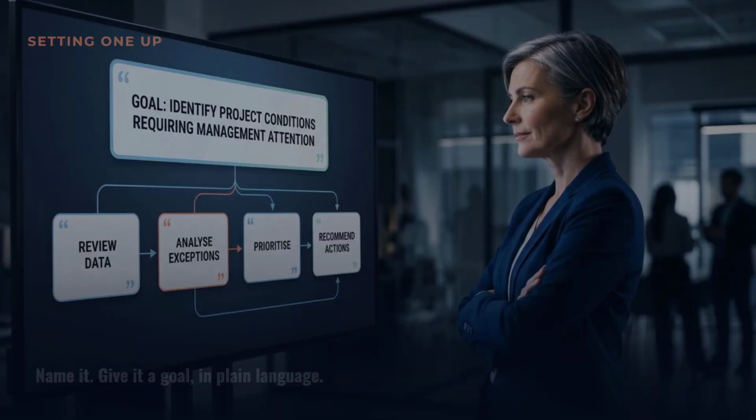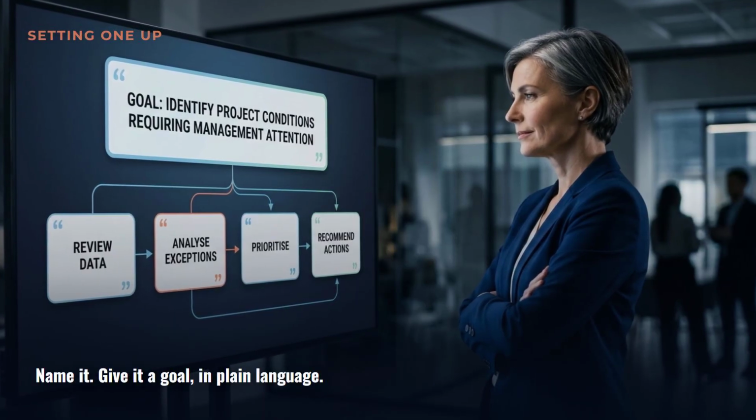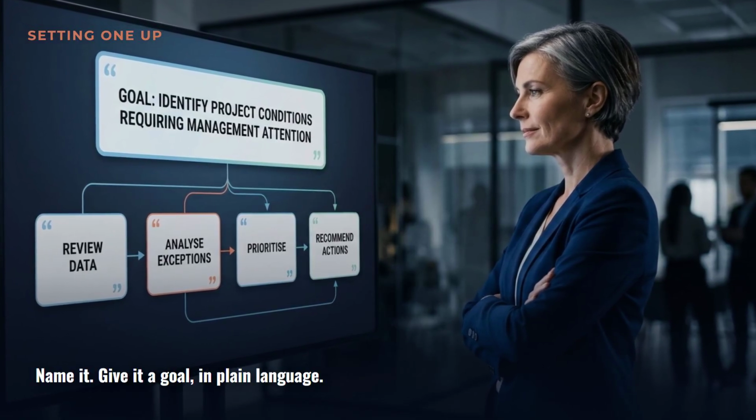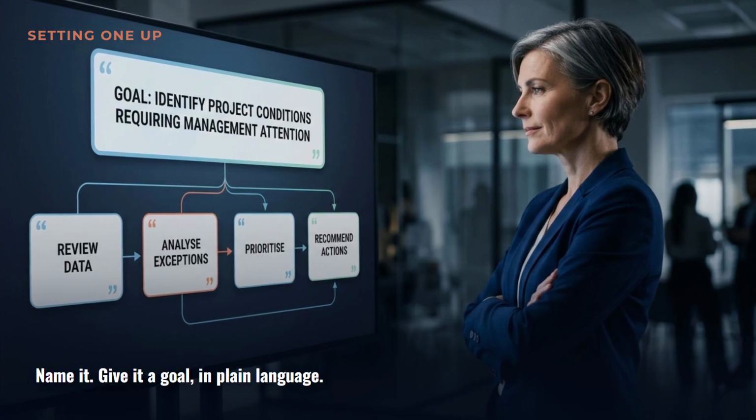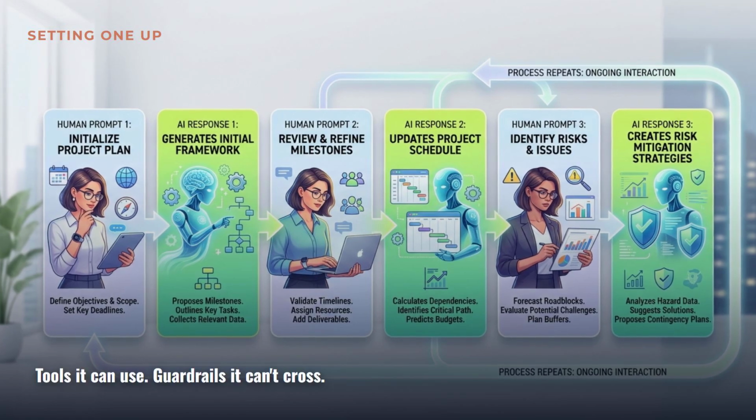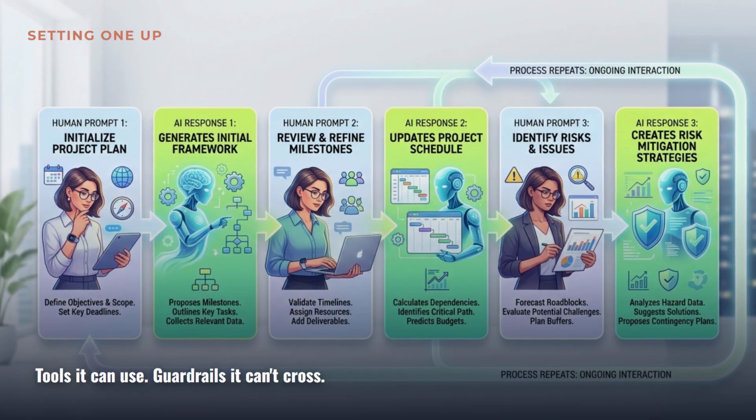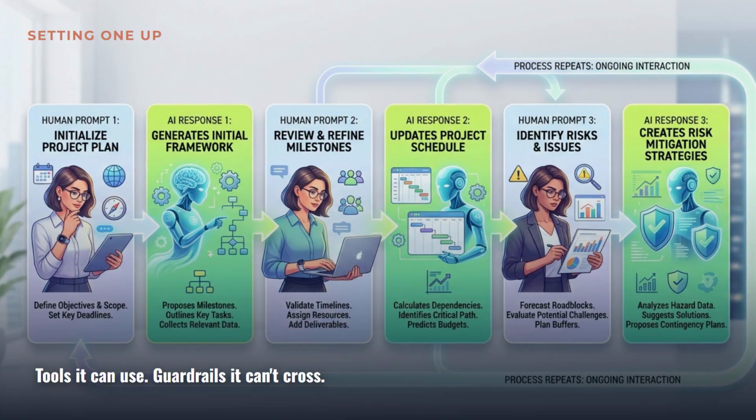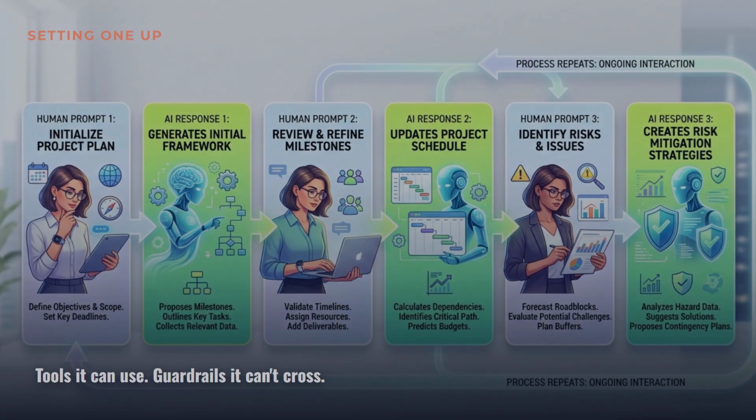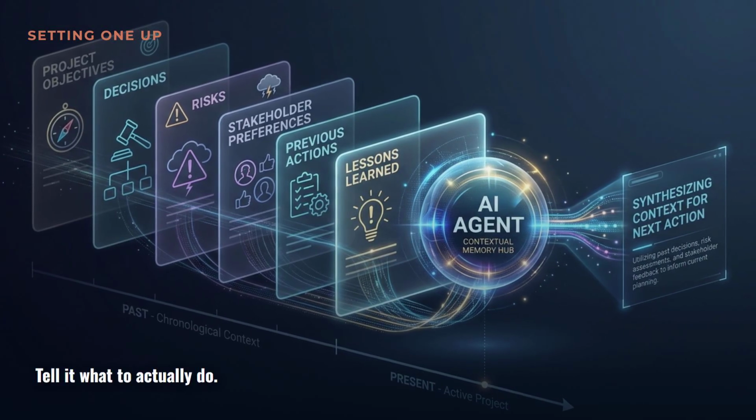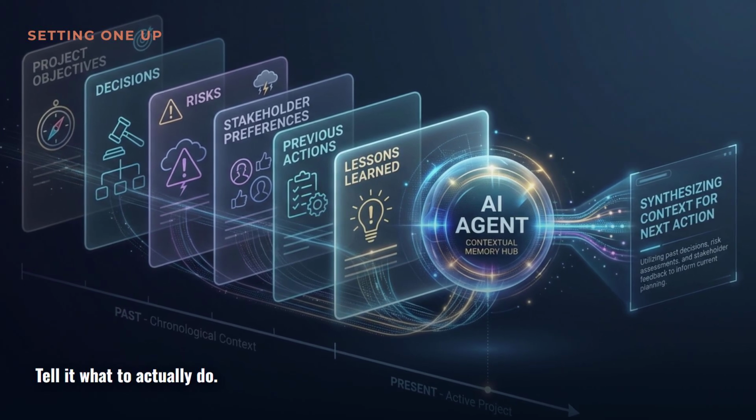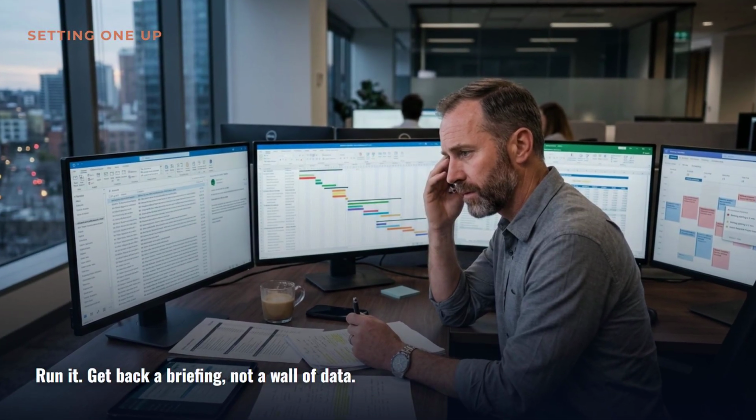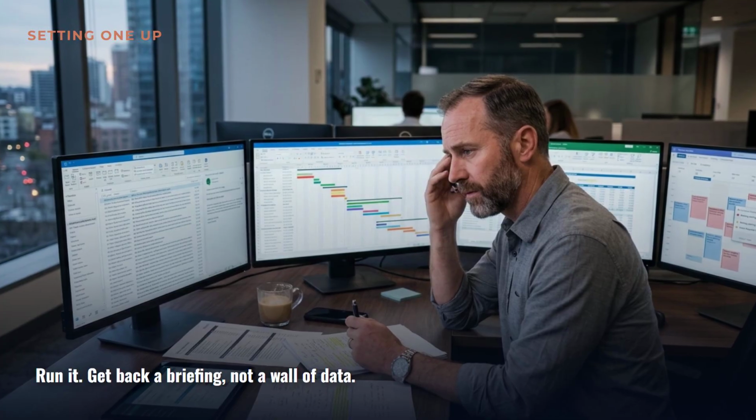That's the difference. Setting one up isn't complicated. You give it a name so you know which agent you're talking to. You give it a goal in plain language. Continuously flag anything that needs my attention. You tell it which tools it can use, your schedule, your RAID register, your cost data. You set its guardrails, human approval before anything client-facing. Cite the data behind every claim. Never invent a figure, and you tell it what to actually do. Build a governance dashboard, run a variance analysis, draft a status report, then you run it, and you get back exactly what we saw a moment ago, a briefing, not a wall of raw data.